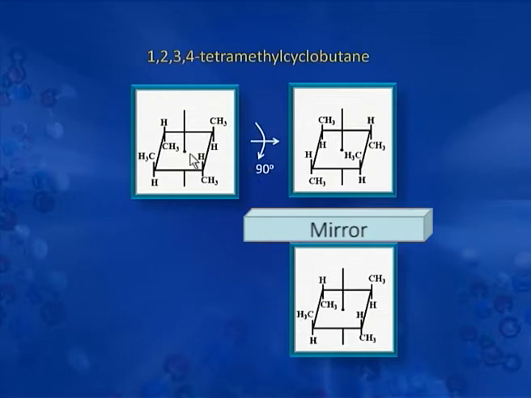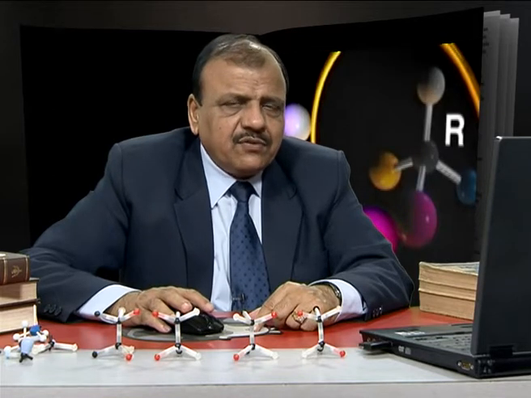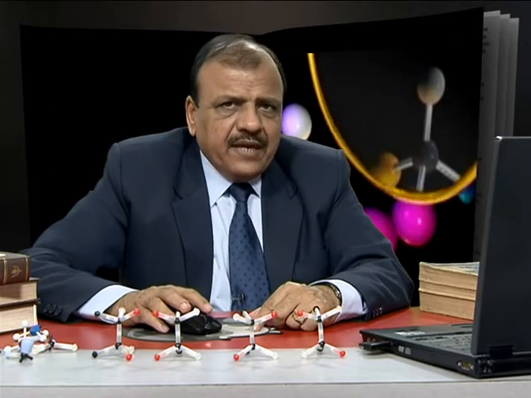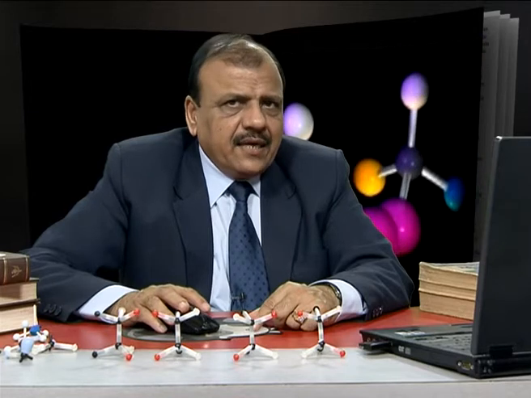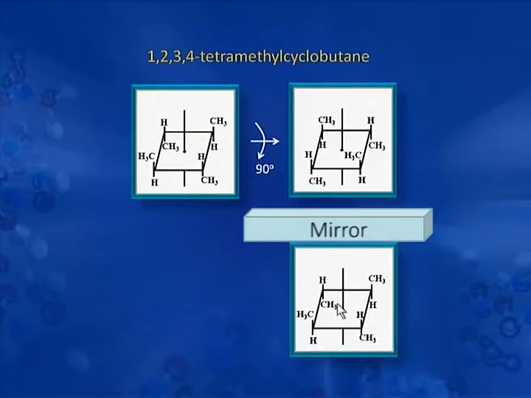So, this molecule is said to possess a four-fold alternating axis of symmetry. Till now we have talked about three symmetry elements: center of symmetry, plane of symmetry, and alternating axis of symmetry. It has been observed that if a molecule possesses any of these symmetry elements, its mirror image will be superimposable and that molecule will be achiral, that molecule will be optically inactive.